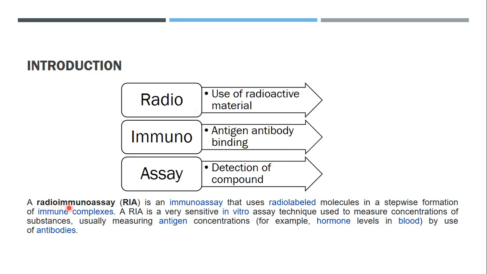So a radioimmunoassay is an immunoassay that uses radio-labeled molecules in a stepwise formation of immune complexes. It is a very sensitive in vitro assay technique used to measure concentrations of substances like hormone levels in the blood by use of antibodies.